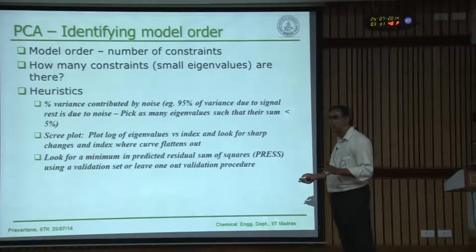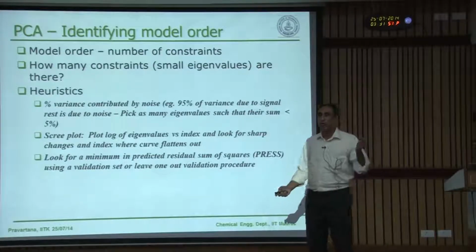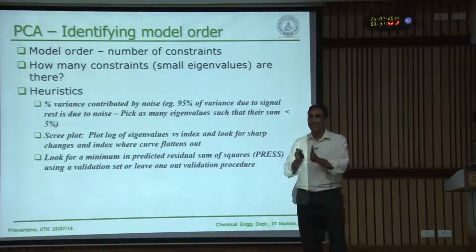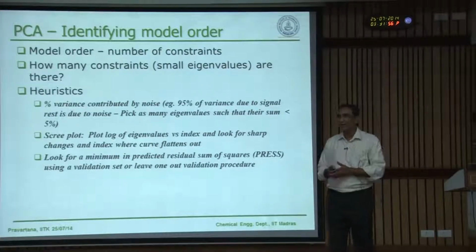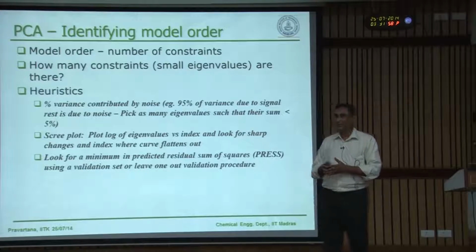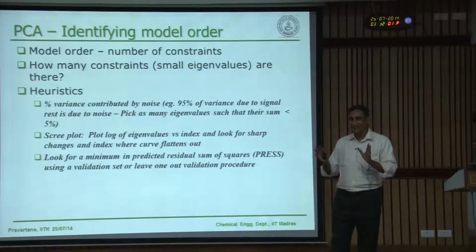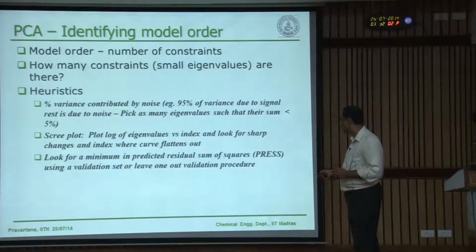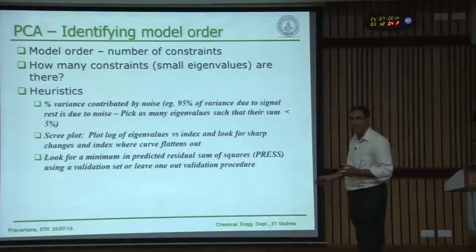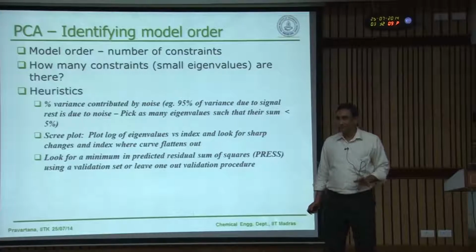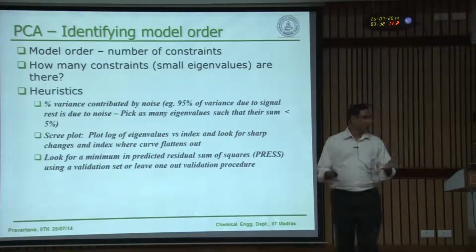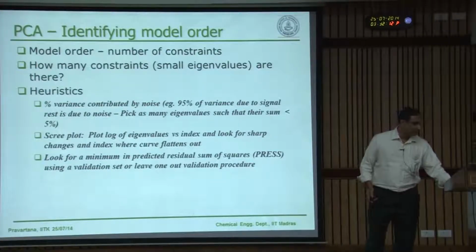The other thing is to plot the log of the eigenvalues with respect to index, and look for a sharp change in the eigenvalues. And then you say, well, that is the actual number of eigenvalues you need to retain. The rest are all constraints, basically due to noise. So that is one other way. Then there are other kinds of validation methods and so on that are proposed. All of these are heuristic, with no theoretical basis. At best you can say, well, sometimes you might win, sometimes you might lose.